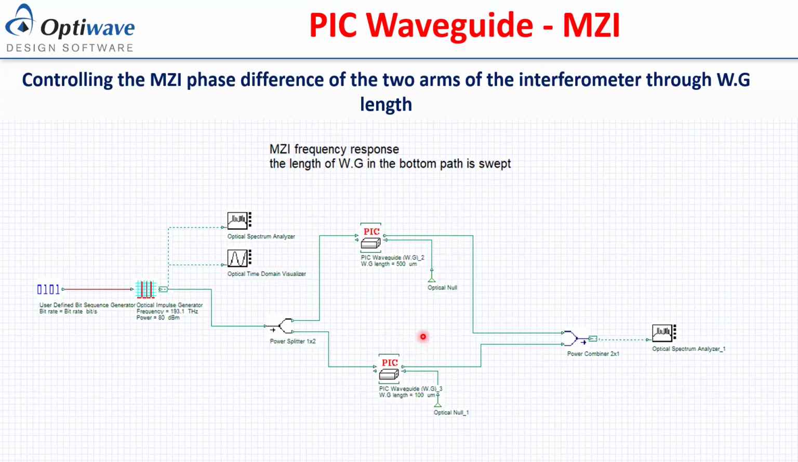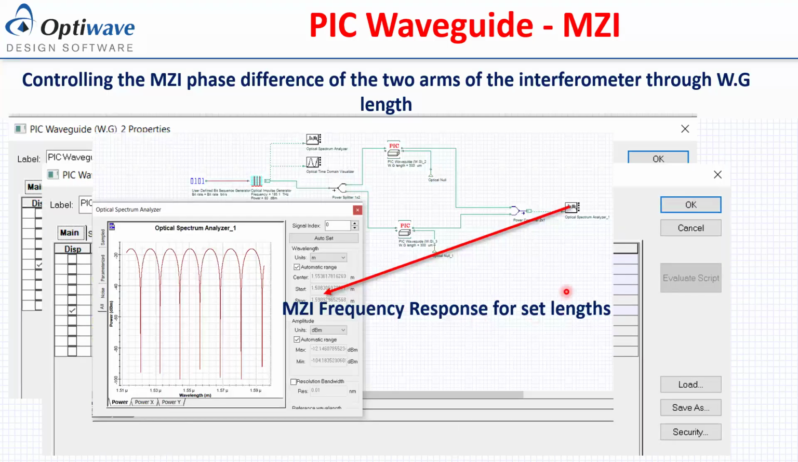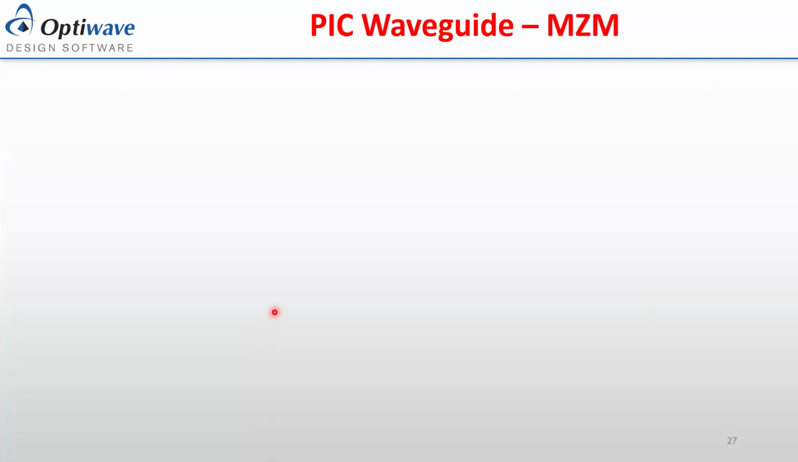In this example, in OptiSystem, we swept the length of this waveguide, and then looked at, as you can see here, the length of the other waveguide, and looked at the frequency response of this interferometer. You can see here, in this case, there is 300 micrometer on this arm, 500 micrometer on this arm, and then this is the frequency response.